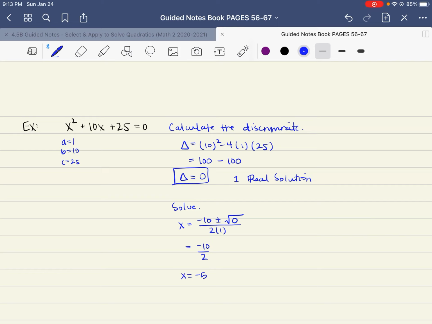So notice this is just negative 5. So when you solve this one, there's only one value that comes out because that plus or minus that creates the two solutions goes away. So again, if you're asked to calculate the discriminant, you just think about the part inside the radical from that quadratic formula, and then think about what the solutions would look like based on that. And hopefully that'll help you.